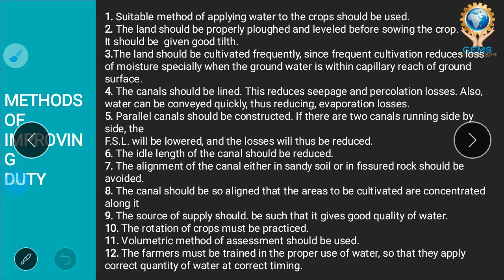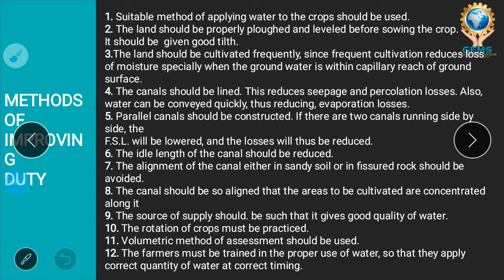If one canal is running and another canal is running simultaneously in parallel, we can reduce the discharge capacity, so there won't be any loss. We will provide an equal amount of water, discharging equally on both canals, so that the water can be used without any loss.